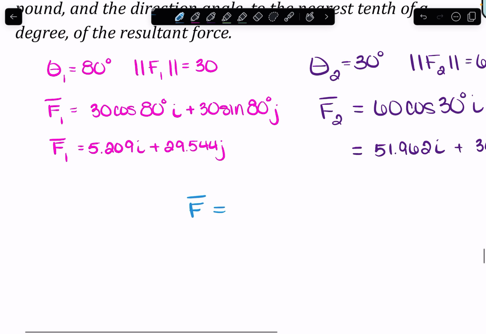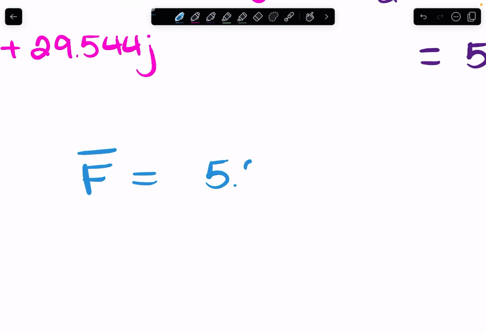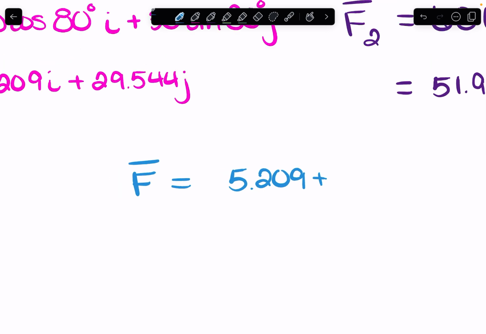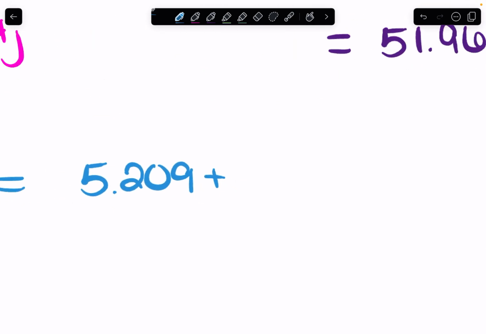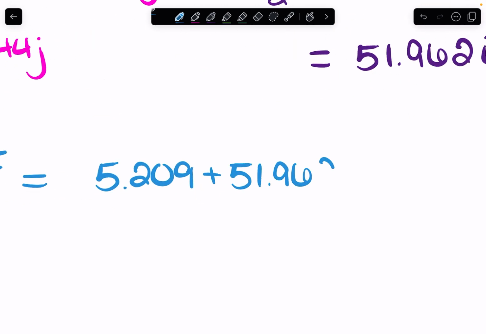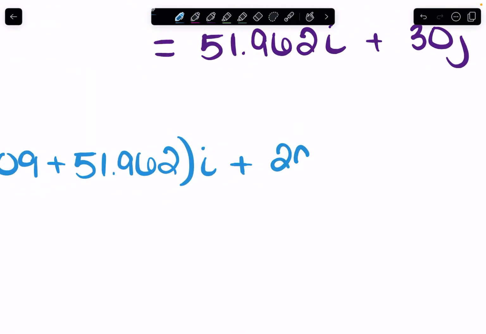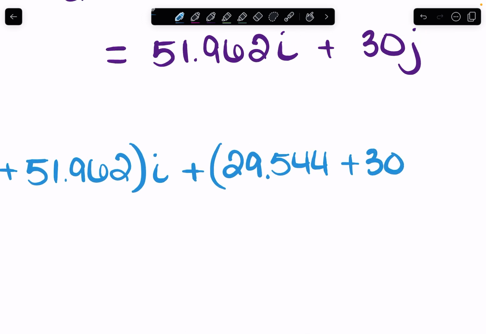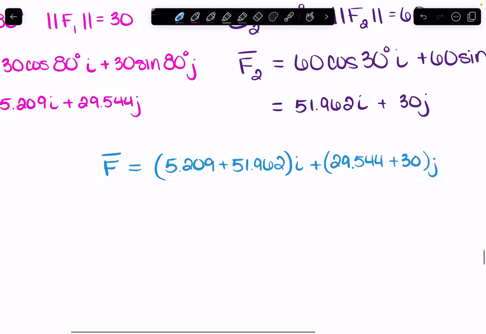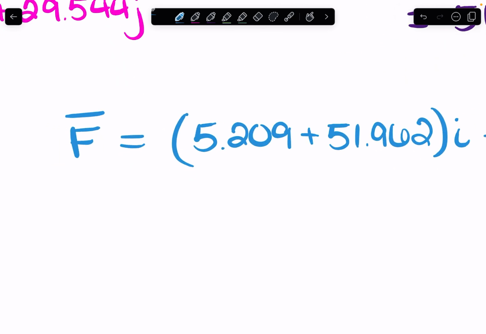So for F1, it was 5.209 plus, for F2, the i portion was 51.962, plus, then we go get the j portions, 29.544 plus 30j. And then we do a little math here, so 5.209 plus 51.962 gives us 57.